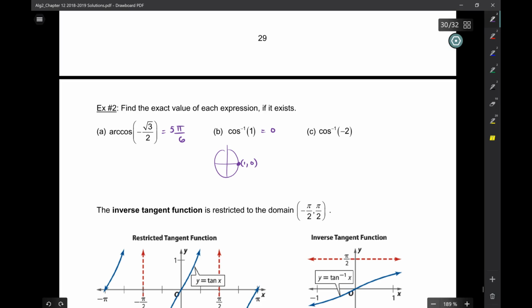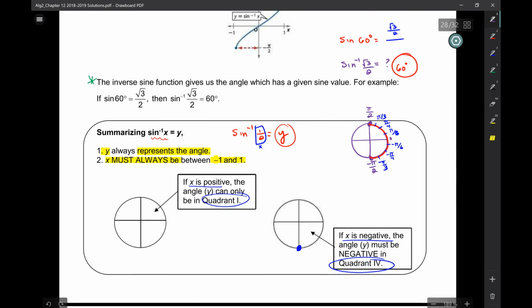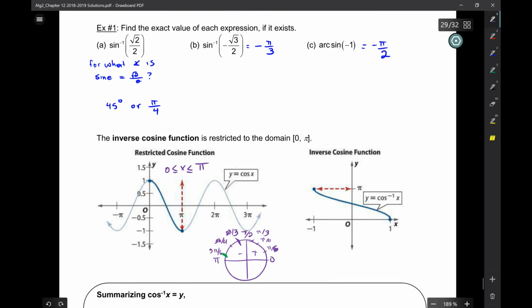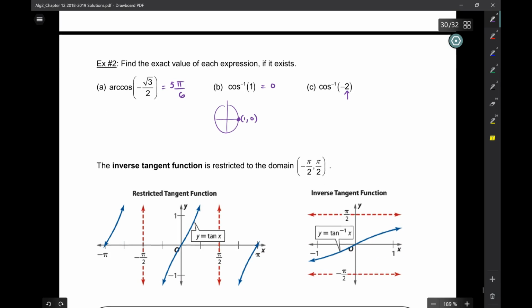Okay, here, inverse cosine of negative 2. Now this is my trick question. This is what I kind of said in the beginning, but we sort of let go. I said that this value here must always be between negative 1 and 1. So this one is undefined because this is not between negative 1 and 1.